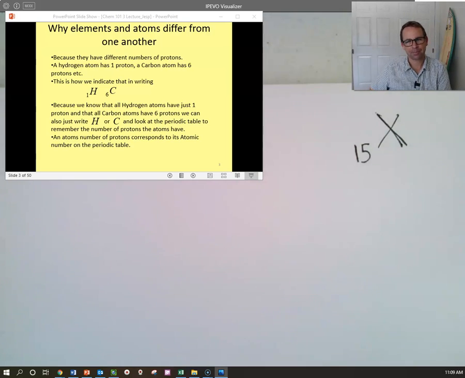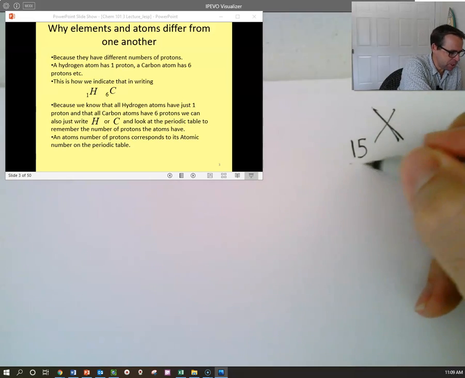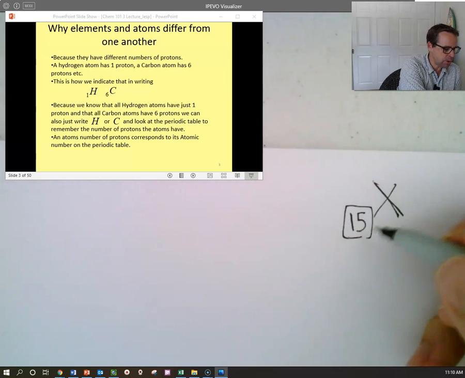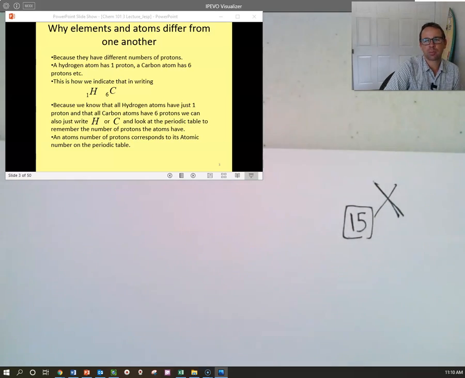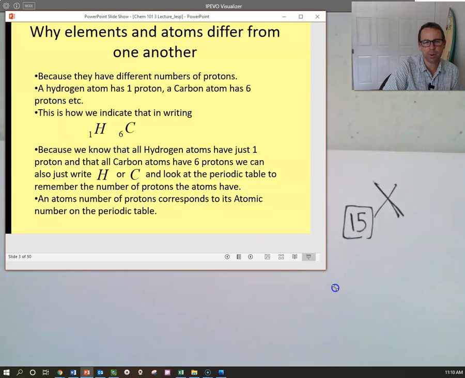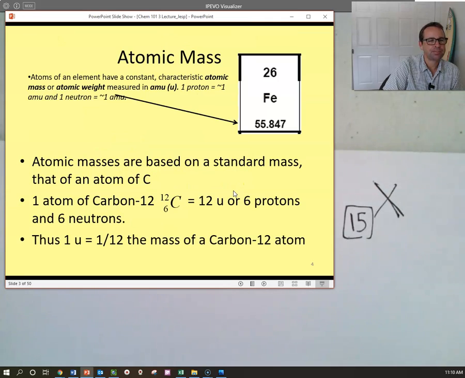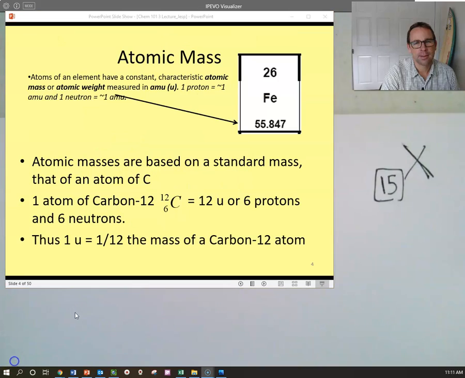Okay. All right. So that position on the element, the 15 there, or the subscript in front on the bottom, is telling us the number of protons. And again, it's useful for people who might not have a periodic table around and that don't have the elements memorized, right? Okay.